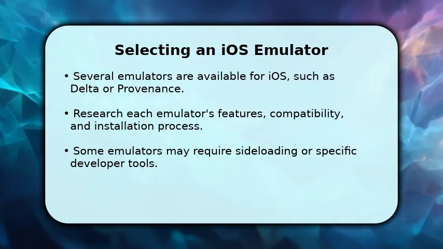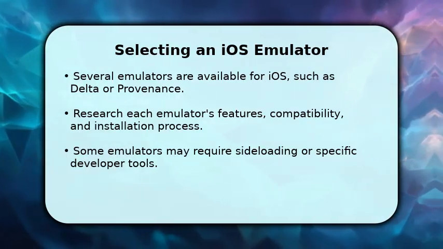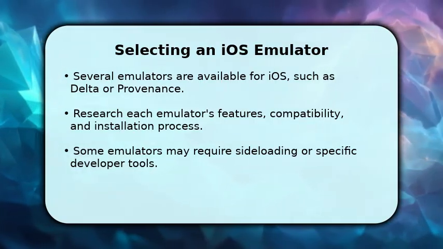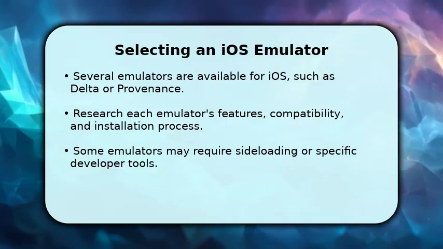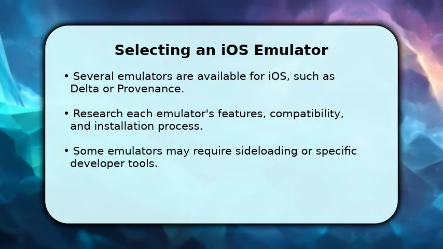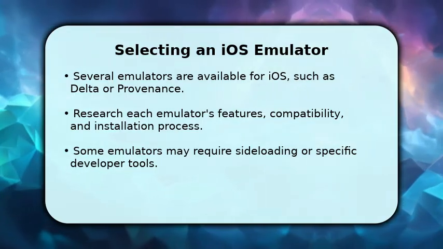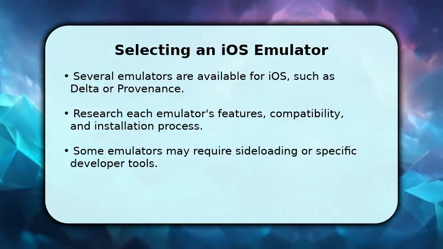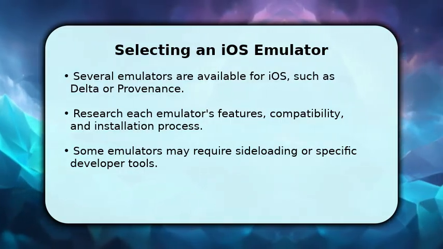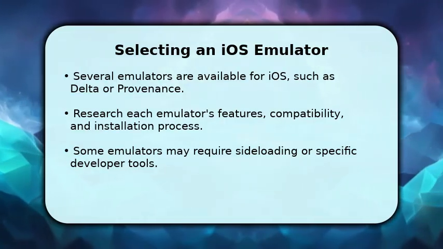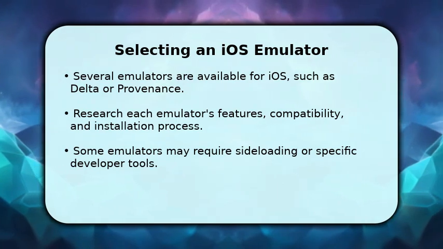Popular options for iOS include Delta and Provenance, each offering unique features and compatibility. It is important to research their installation methods, as some might require sideloading or using a developer account. Always check if the emulator specifically supports Nintendo Switch games to ensure a smooth experience. A good choice will provide stable performance and a user-friendly interface for your gaming.